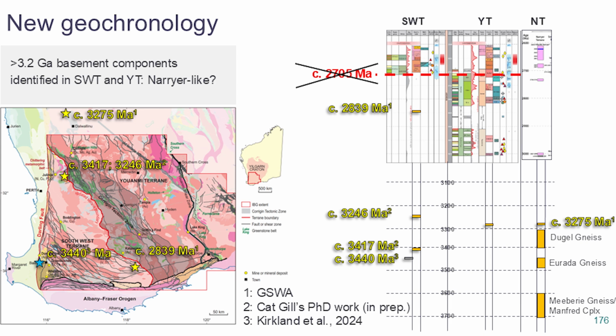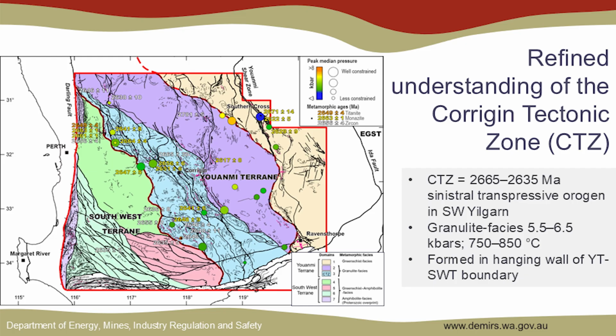And I've plotted here to the right as well the ages for the narrower terrain, and whilst correlations between the old ages that we now find in the southwest terrain and the UNME terrain are tentative with those of the narrower terrain, it's not really conclusive just at present based on the current data. Anyway, during the last 2 years, we've also refined our understanding of the Corrigin tectonic zone.